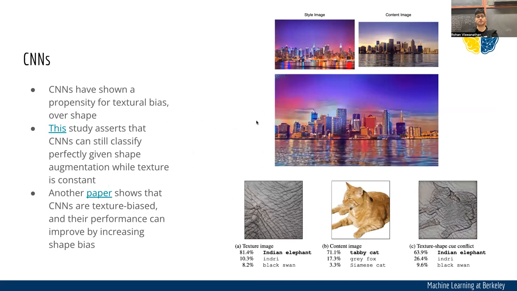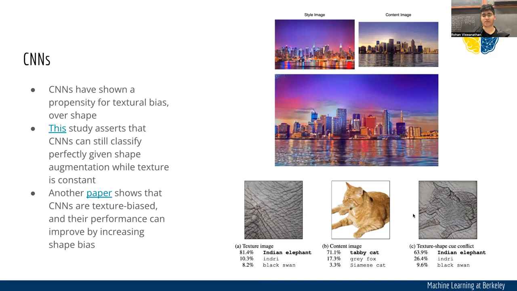Something that's very interesting is that CNNs have shown a propensity for textural bias over shape. This is extremely interesting because it asserts that CNNs can still classify perfectly given a shape augmentation while texture is constant, right? What this means is that if we augment the shape of a certain thing while we keep texture constant, by applying textural filters to an image, by stylizing images, as it's called, their performance can decrease or increase depending on the shape and texture bias that we are applying.